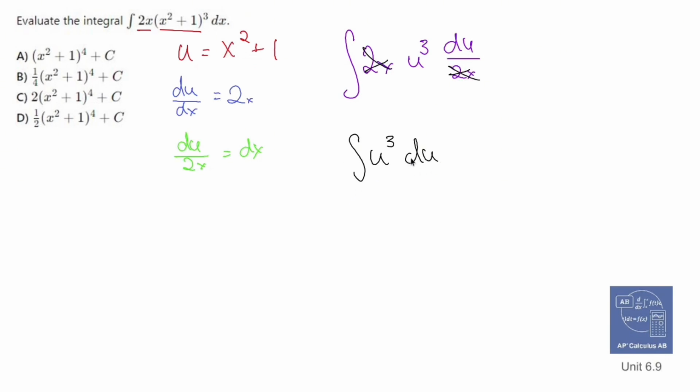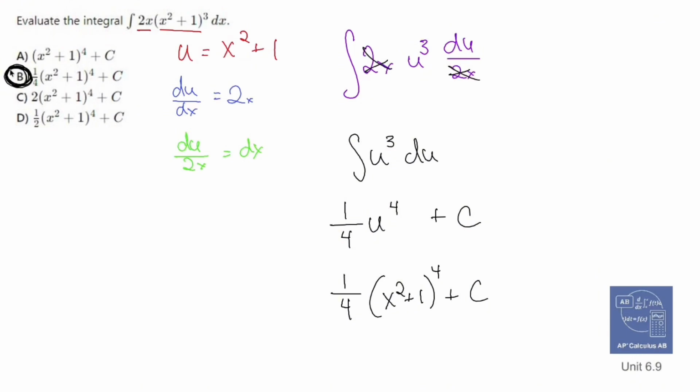The integral of u to the third is going to be 1 over 3 plus 1, which is 1/4, u to the 3 plus 1, which is u to the fourth, and I'm going to attach a plus c there. Now I'm not done, because my original problem didn't contain u. I called u x squared plus 1, so I need to plug back in x squared plus 1, so I get 1/4 x squared plus 1 to the fourth power plus c, which is going to be b. All right? Use substitution. Fun, fun, fun for the whole family.